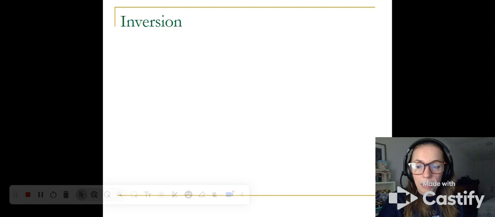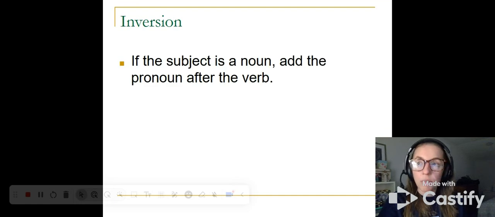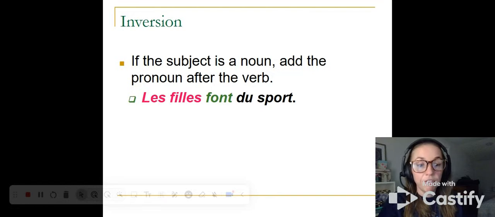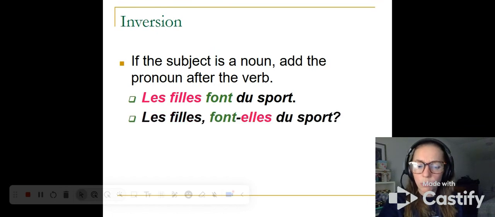The last thing to know about inversion is that if that subject is a noun, like les filles, the girls, we're not going to move les filles, we're going to add in a pronoun, elles. Les filles font-elles du sport? The girls, do they do sports?